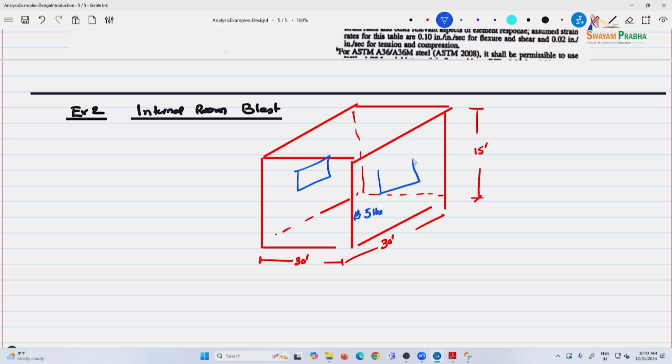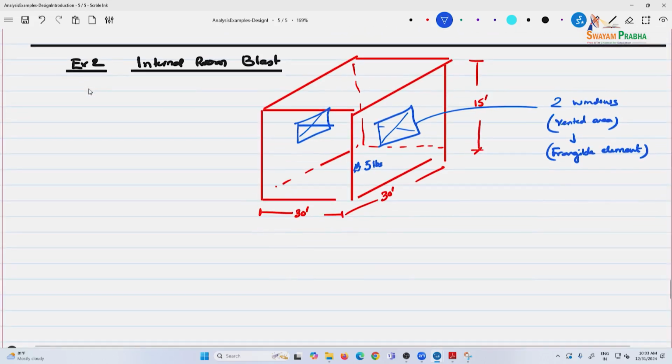And then it has vented areas. So basically windows, 2 windows, and this is considered vented area. Now the window is also a frangible element, and we'll talk about that. I'll bring that into the picture when the graph comes in.